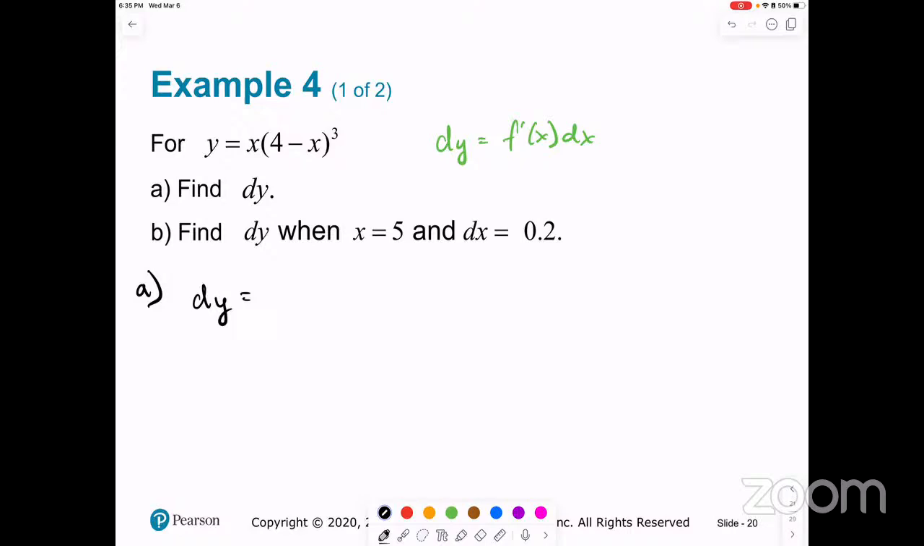Let's see. So now on the right-hand side, we have what? x times this (4 minus x) quantity cubed. So it looks like we need to apply the product rule, right? First times the derivative of the second plus the second times the derivative of the first.